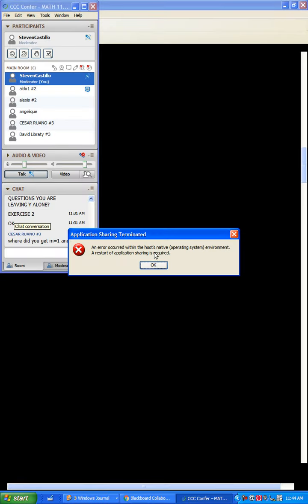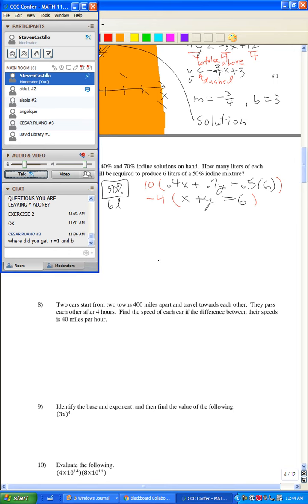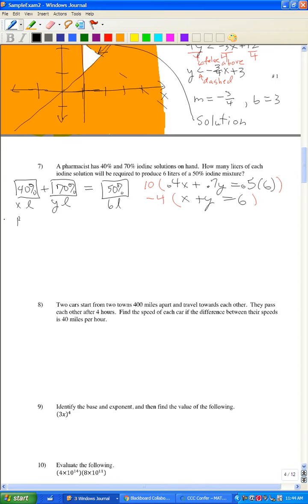So I get R1. Oops, what happened there? Something happened there, not sure. Okay, so we get R1 is 4x plus 7y equals 30. R2, negative 4x minus 4y equals negative 24.